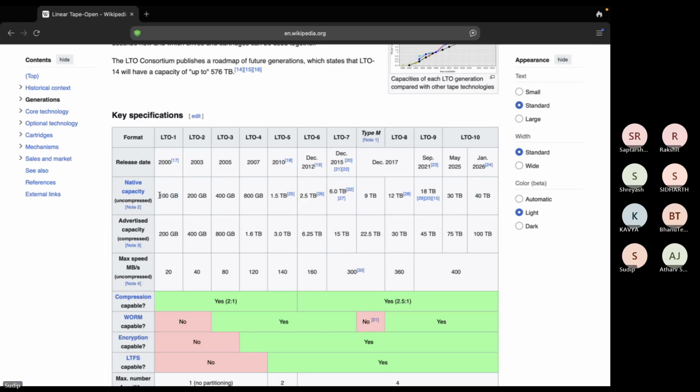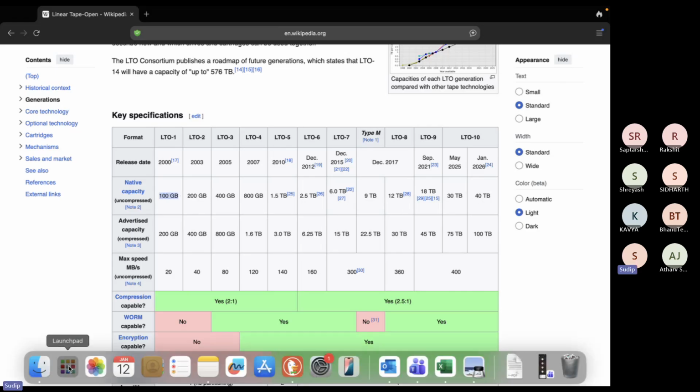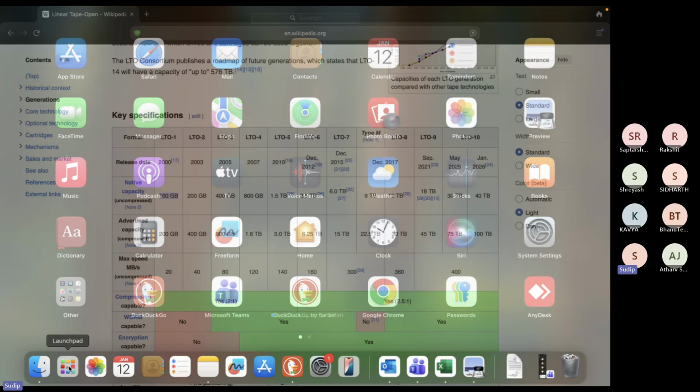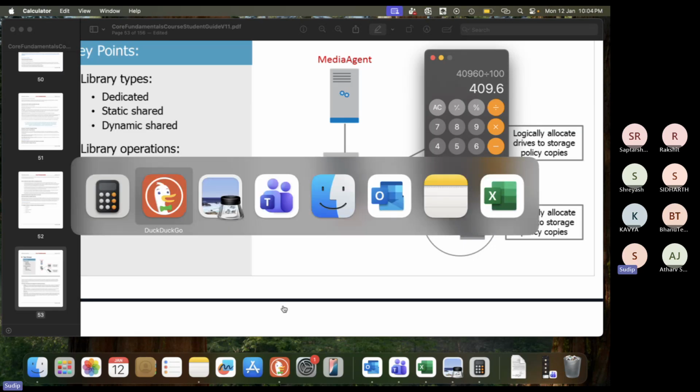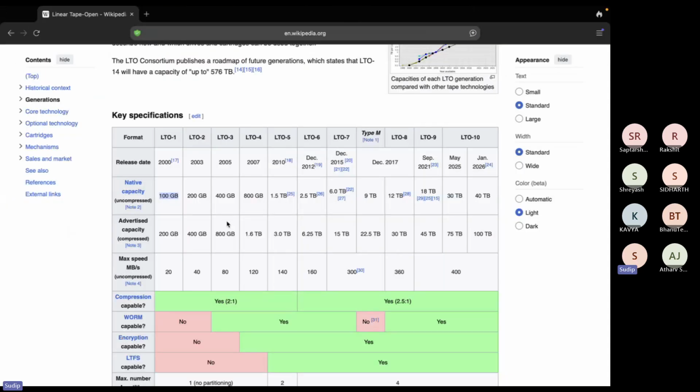See the number of times. So you just use a calculator. 40 terabytes means 40 into 1024 gigabytes, divided by 100. So that's a 400 times increase in the amount of storage that you can save in the same physical space. Okay, that's phenomenal in 2.5 decades.